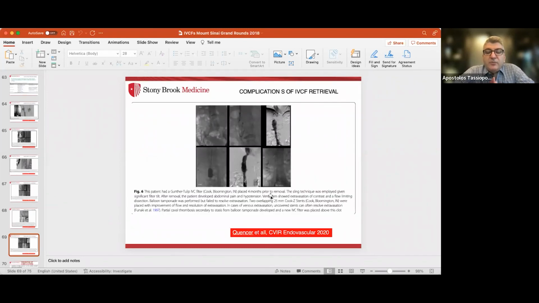And finally, a case that is not uncommon. I've seen this in personal attempts, not to the extent that it's been shown here, but certainly when you're trying to retrieve a filter that's been in place for quite some time. This is not an uncommon finding. There was a dissection of the cava that happened and extravasation. They utilized a balloon to try and improve the blood flow through that area of dissection. That was not successful, and then they had to put two large Z stents to keep the lower part of the inferior vena cava open and maintain good flow through that.